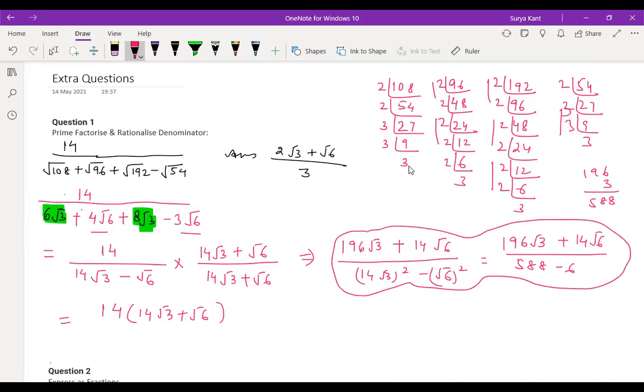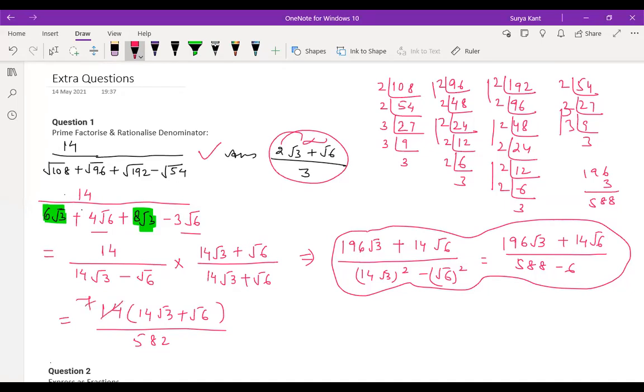If you see, you just simply write 14 into 14 root 3 plus root 6 divided by 588 minus 6, that is 582. Can you cancel this again? No, sir. Actually, we have done rationalizing now. I understood. This will get cancelled; 14 4s are 56 is not cancelled. Maybe some other answer I have written here. Okay, don't check this part, some other question might be there. So is this the answer? Yes, you can cancel further if you want.